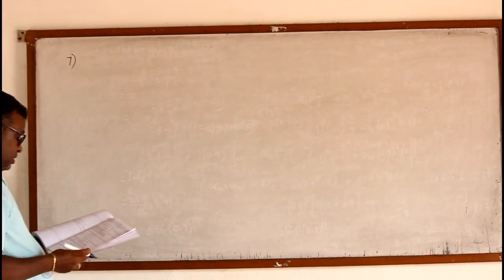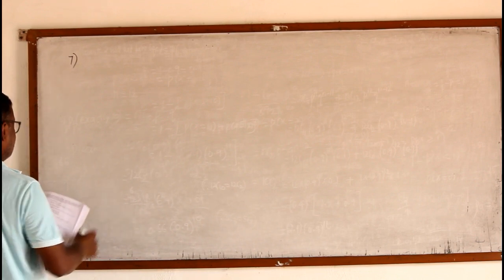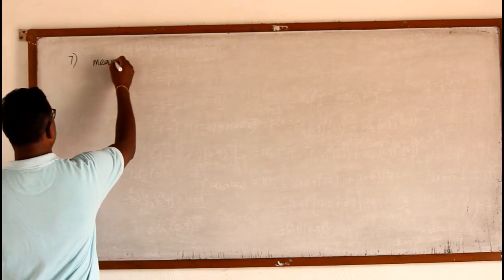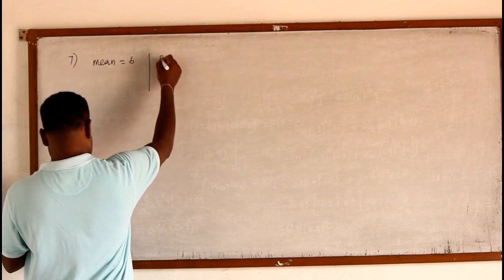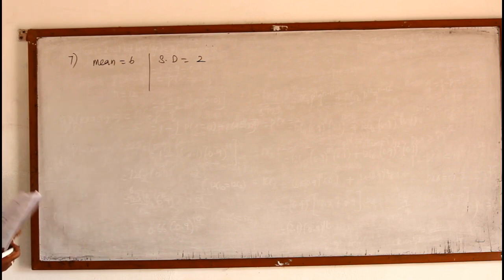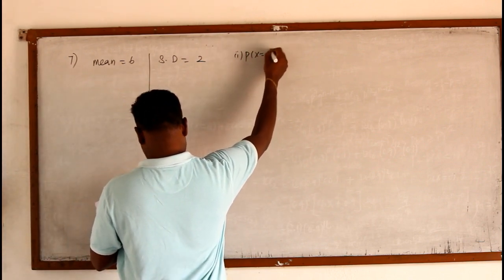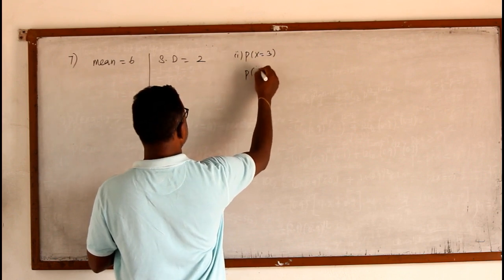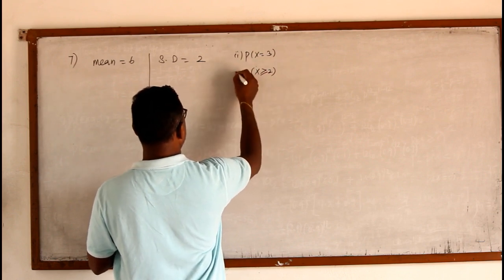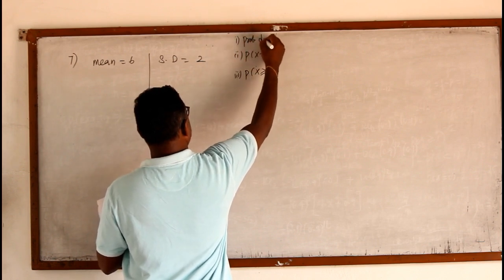7th problem. The mean and the standard deviation of a binomial distribution are given by 6 and 2. That means given mean equal to 6 and the standard deviation is 2. Find the probability function. Second question, P of x equal to 3, and the third question, P of x greater than or equal to 2.